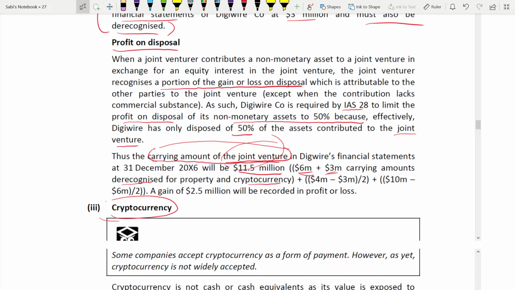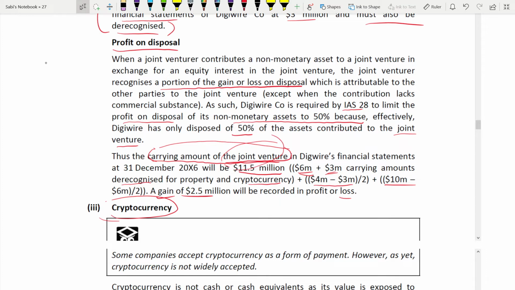Okay, next, coming to the gain or loss. Remember, the gain or loss has to be in proportion. When you are derecognizing, you don't have to divide by 2, because both the parties are giving their assets. So the whole amount will go to the joint venture, but all the profit and loss will be shared equally. That's why it has to be divided by 2. So for the cryptocurrency, it is 4 minus 3, because fair value is 4 and the carrying amount was 3, divided by 2. Same for the property. Fair value was 10, cost was 6, so 10 minus 6 divided by 2. Add both. This is the gain.